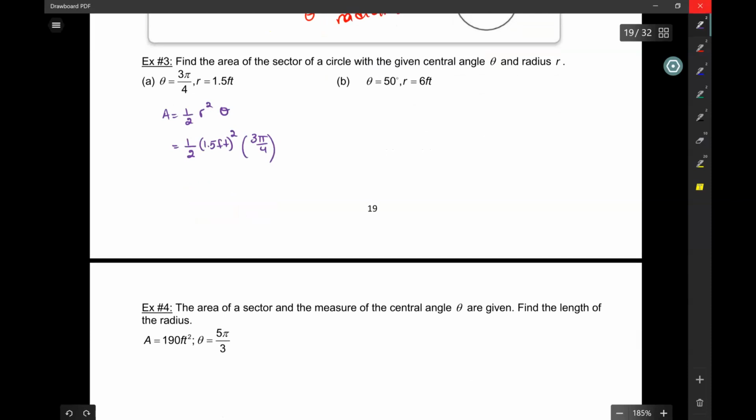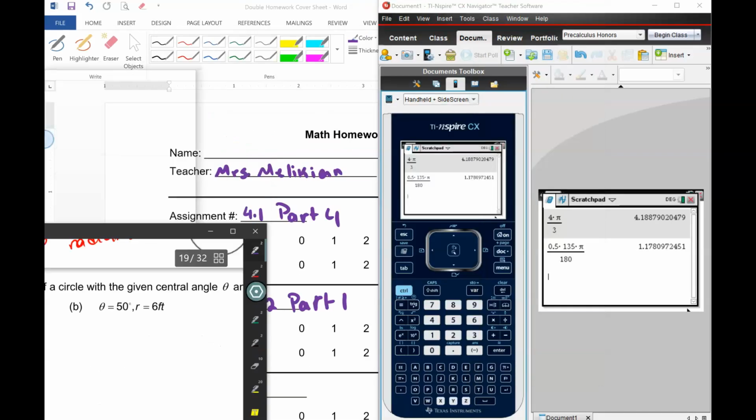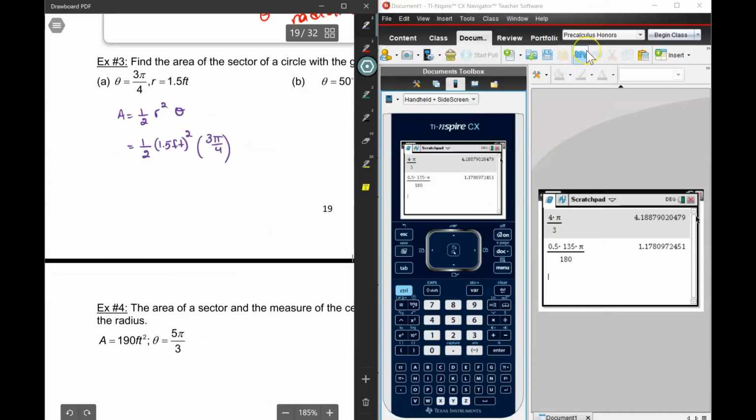Okay, now I need to put this in my calculator. So go back to your calculator. The formulas? No. So it's these two that you need to know. It's S equals r theta and then half r squared theta. Like they'll give in the beginning in the problem, but not the formula.